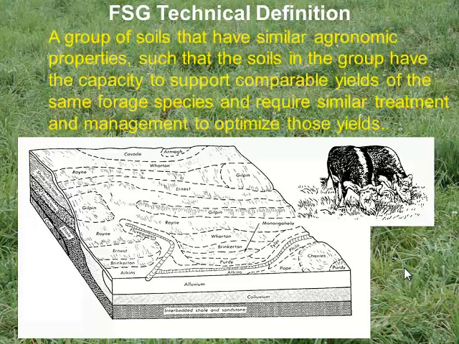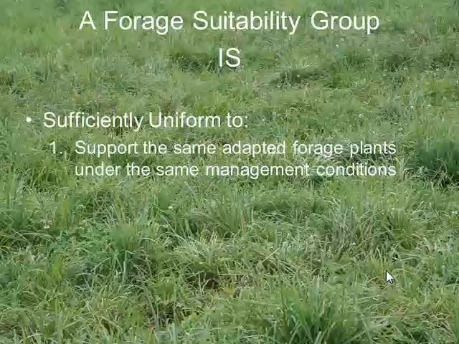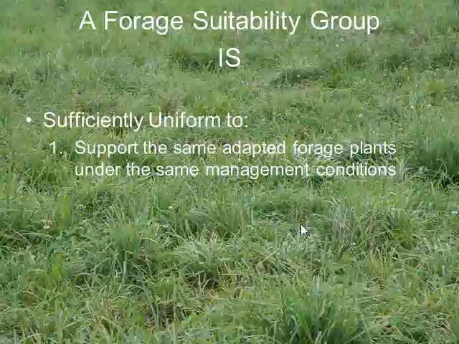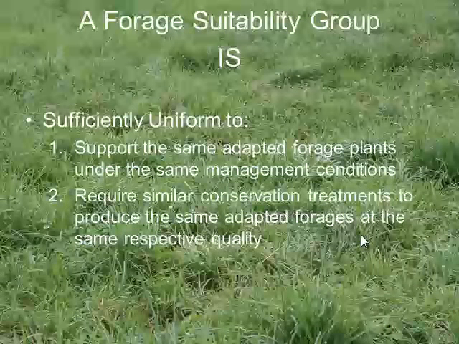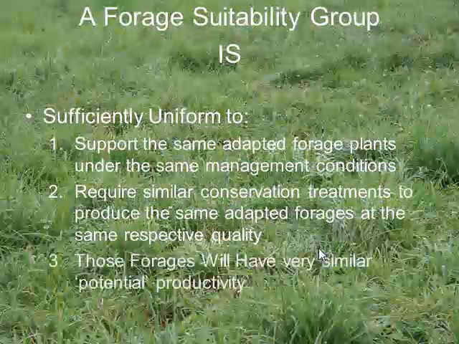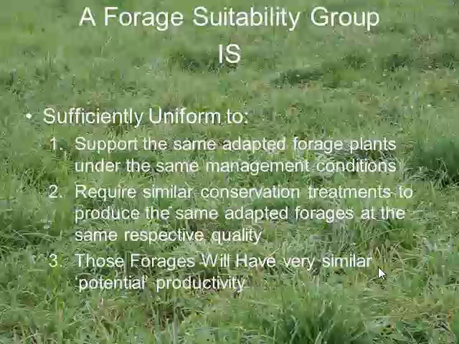So it is a group of soils that have similar agronomic properties, and so the soils in that group are going to support the same forage species, the same yields of those species, and similar treatment and management of those forages. So it's going to be uniform, have the same adapted forage plants under the same management. Similar conservation treatments will produce the same results on those forages that are adapted to those soils. And those forages will have very similar potential productivity.